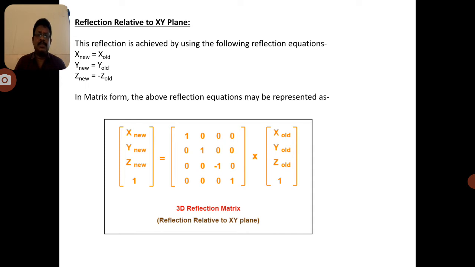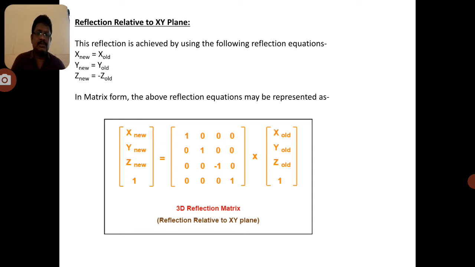So x new equals x old, y new equals y old, and z new equals minus z old. Only the negative sign is applied to the z-axis. The x and y values don't change in the reflection relative to the xy plane. The reflection is completely on the x and y combination plane, so there is no impact on those two, and the impact goes to the z-axis.